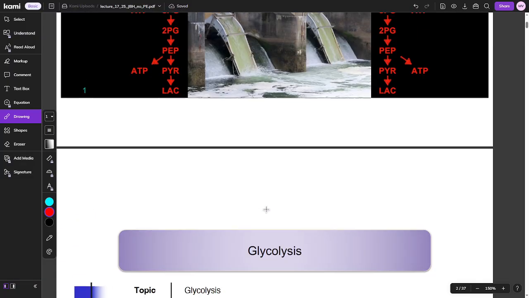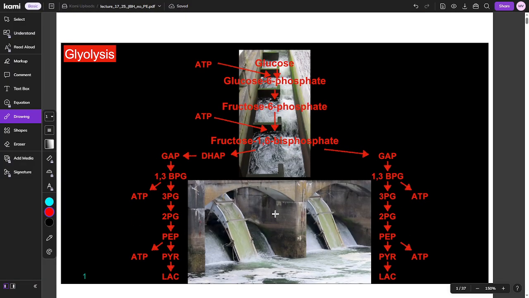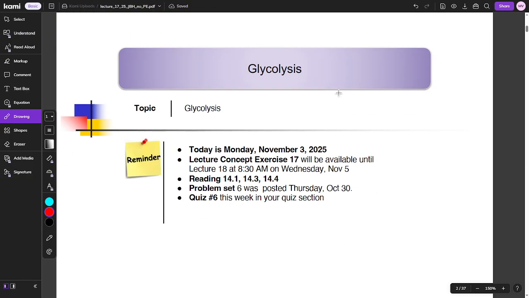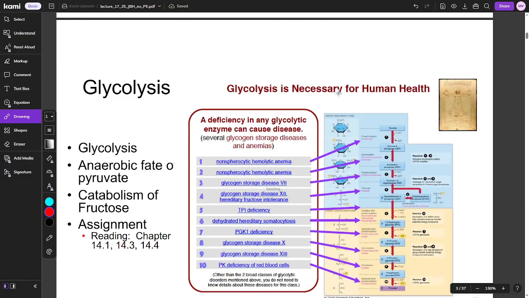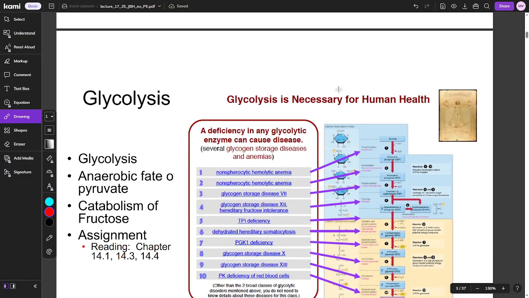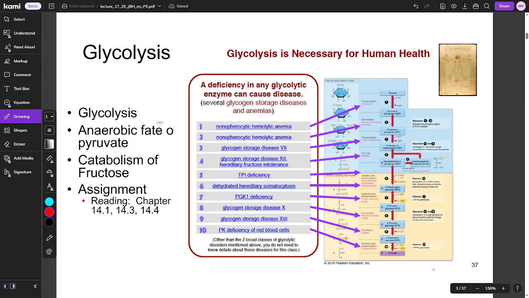Talking about glycolysis. This is a pretty long one, but I feel like there's a lot of stuff in here that's not super necessary. It's just intimidating to look at when you first see it. So we're going to skip over it and move on to stuff that actually matters. Again, kind of unnecessary. It's good to know that you need glycolysis for human health, and a lot of deficiencies in these enzymes cause disease, but nothing really that important.